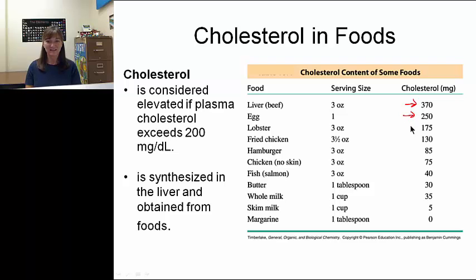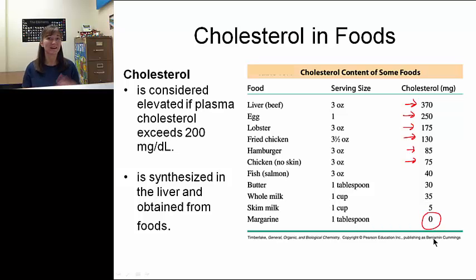Eggs are high in cholesterol. Lobster's up there. Here's fried chicken. Hamburger. Here's chicken if you take off the skin, so not so bad. If you look down here, margarine has no cholesterol.